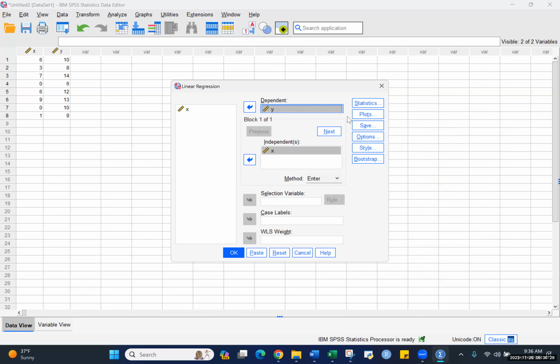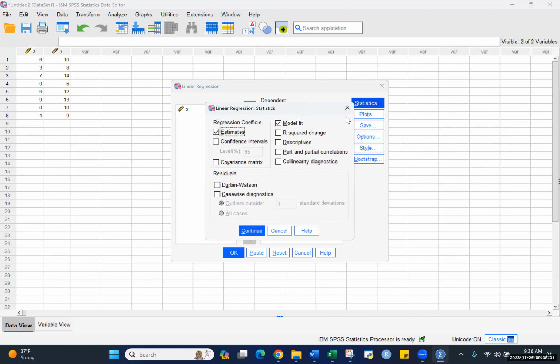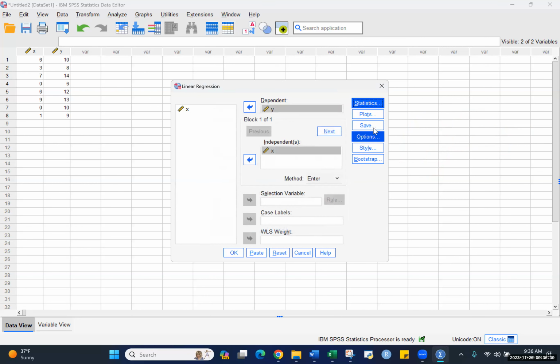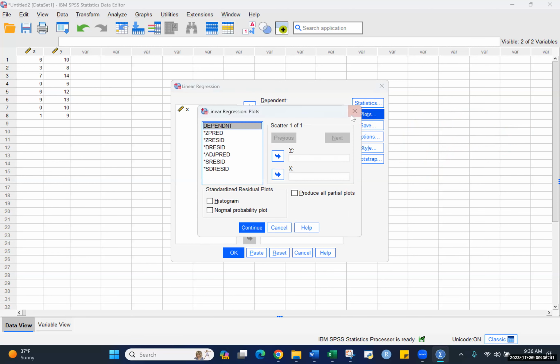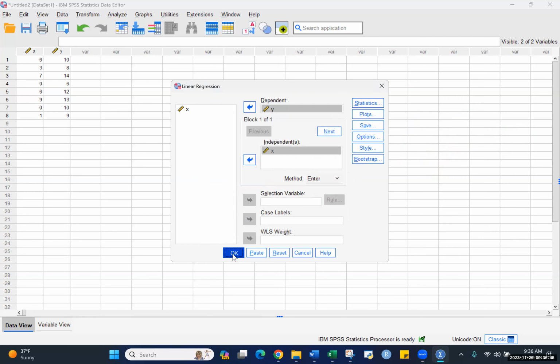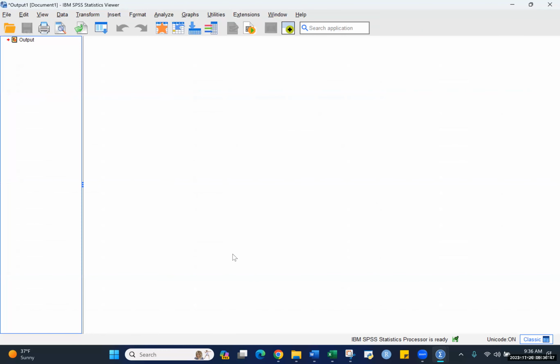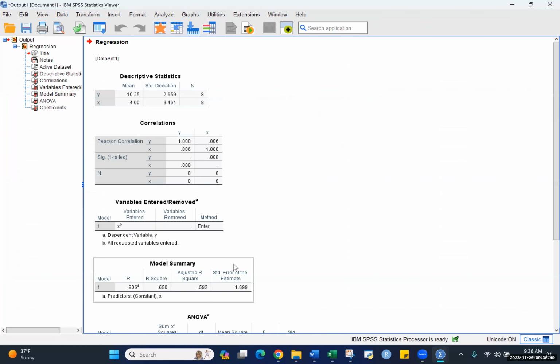Now I don't think I need to ask for anything, model fit, yeah, we want that. Let me ask for descriptives. Continue, plots, don't need to make a plot. Now let me just hit OK. So you see, I literally just input the data, just put X in the IV and Y in the DV slot. You can see I get the same mean, the same standard deviations we saw in Excel.